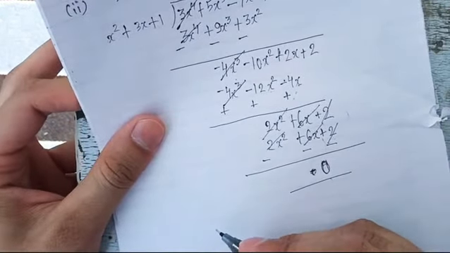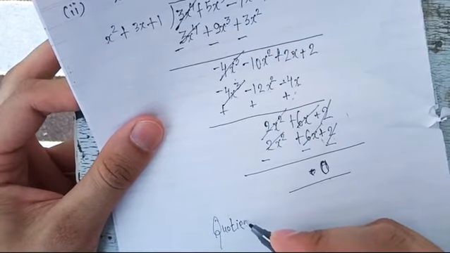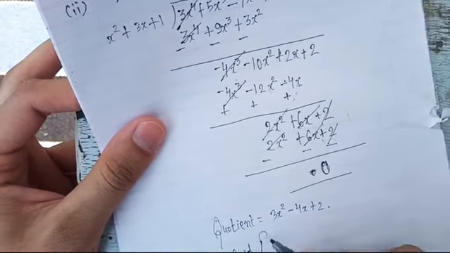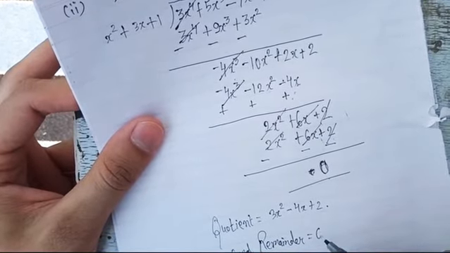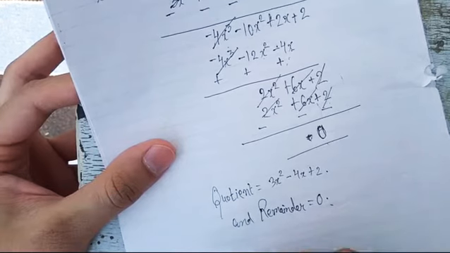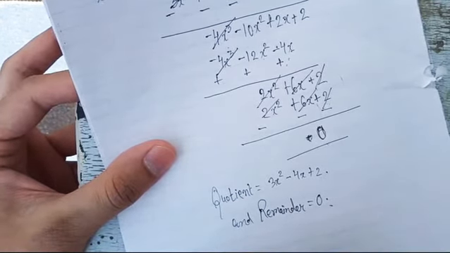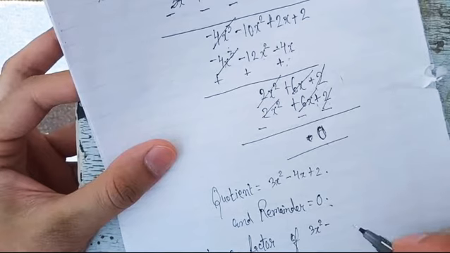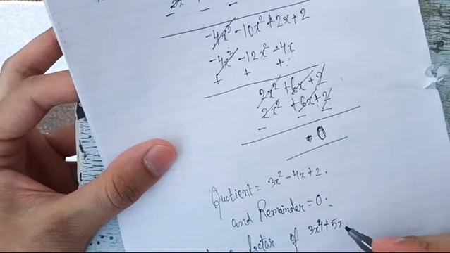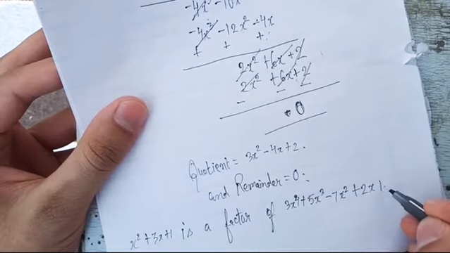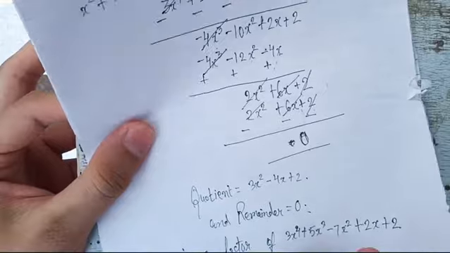So since the quotient is 3x square minus 4x plus 2 and the remainder is 0, we can say that the expression x square plus 3x plus 1 is a factor of 3x to the power 4 plus 5x cube minus 7x square plus 2x plus 2, because the remainder is 0 here.